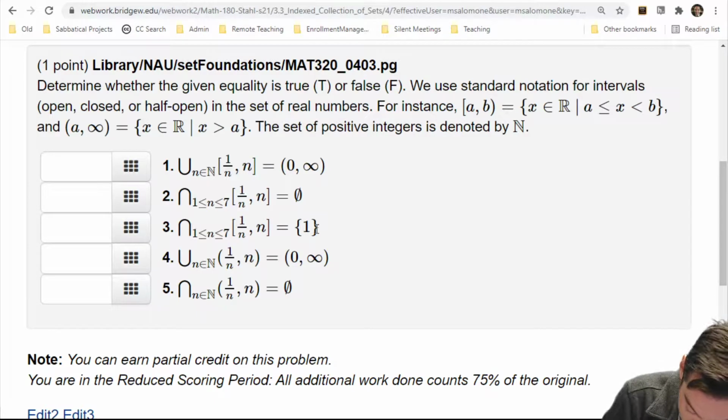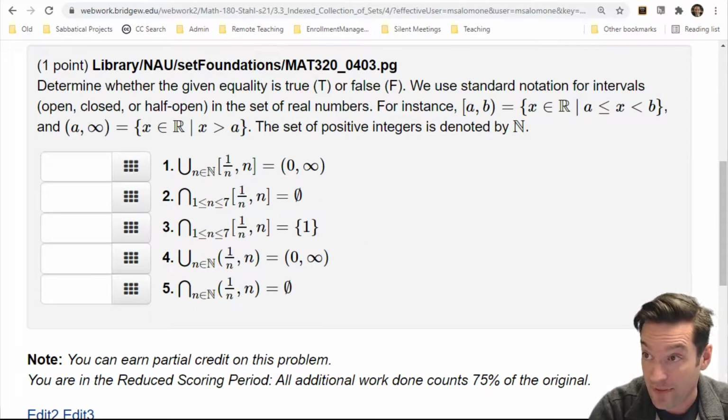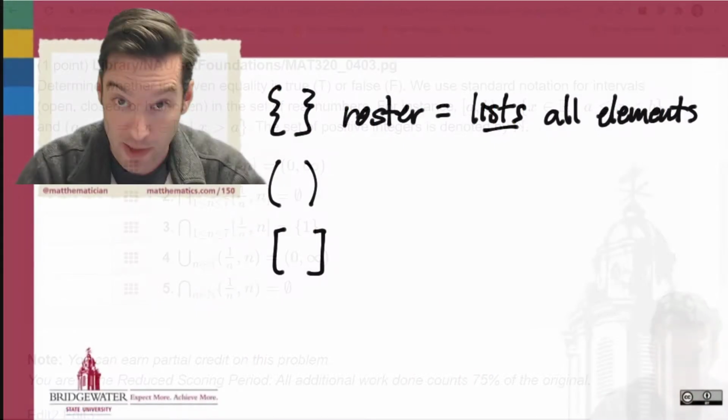It's a roster. It's a list of all elements. You can't see me writing, but I'll show you in a moment. And so then the other two different pairs of delimiters that get used are the round parentheses and the square brackets. And those are both used to talk about intervals on the real line. And so they have a very specific meaning that's different from one another.